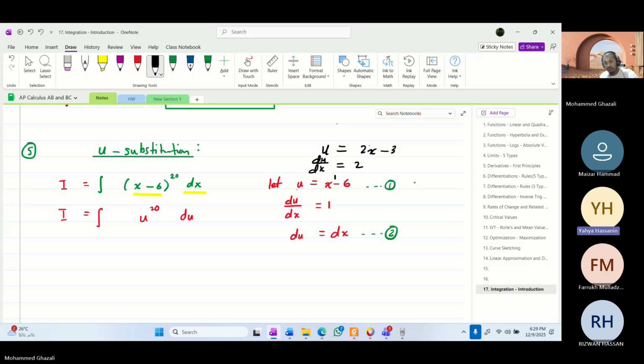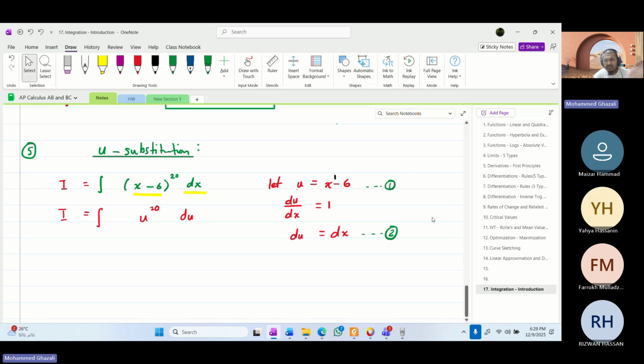It's like dy dx, right? But I'm not doing y substitution. It's called a u substitution, so let me stick to the variables. Now let's simplify this.